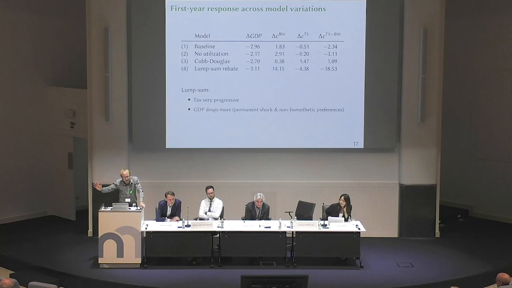And you might think that if you redistribute money from the rich to the poor, that should stimulate demand. But the issue is that I'm looking at a permanent shock. And the marginal propensity to consume out of permanent income is one across the income distribution. So if you redistribute money from the rich to the poor, that's not going to affect the aggregate marginal propensity to consume, or aggregate demand, for a permanent shock. And on top of that, with the non-homothetic preferences, the poor actually consume goods that are relatively capital intensive and not labor intensive. So if you redistribute from the rich to the poor, you reduce the demand for labor, and that leads to an even stronger fall in GDP.